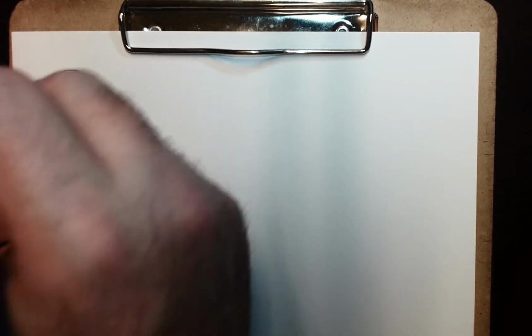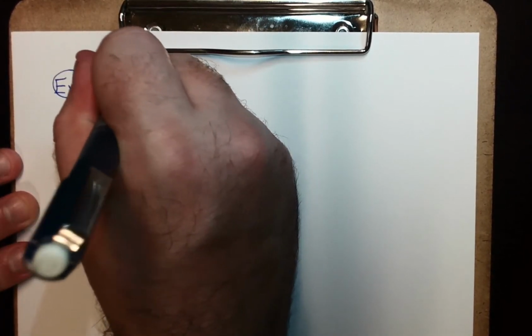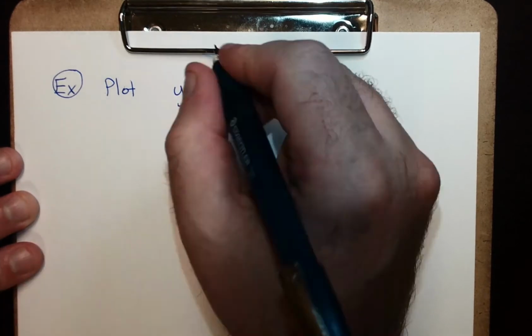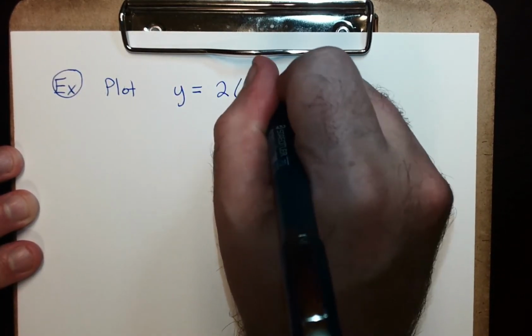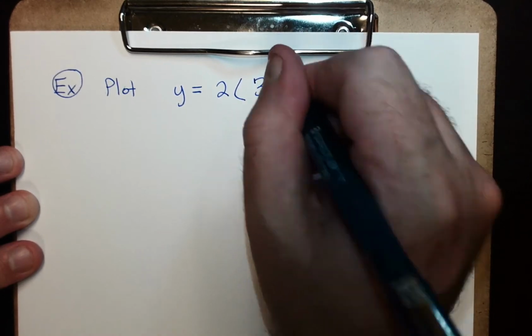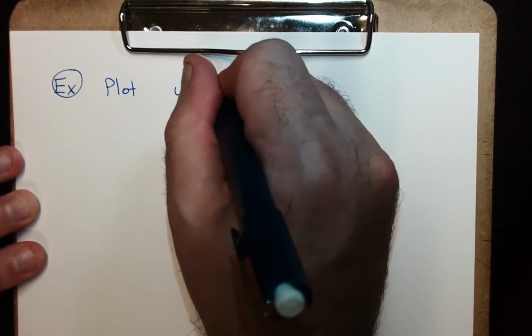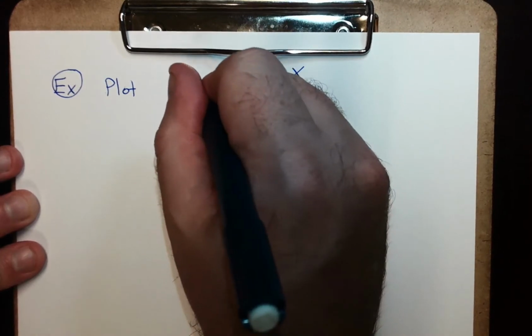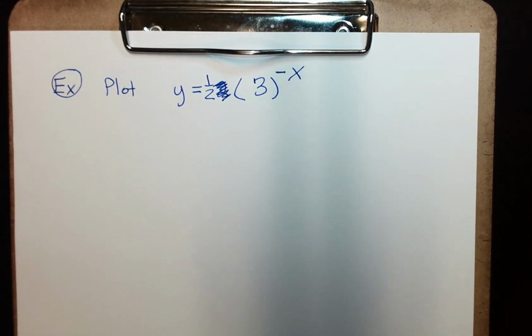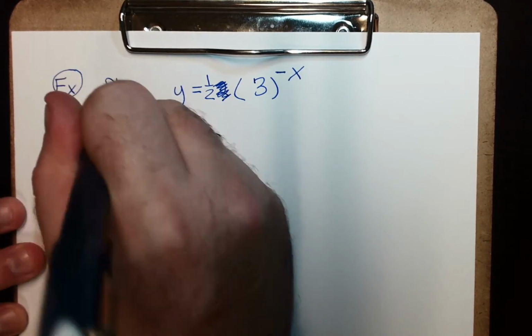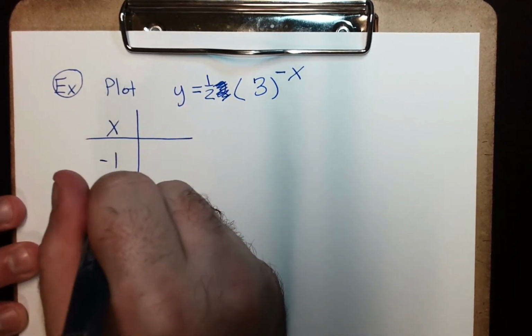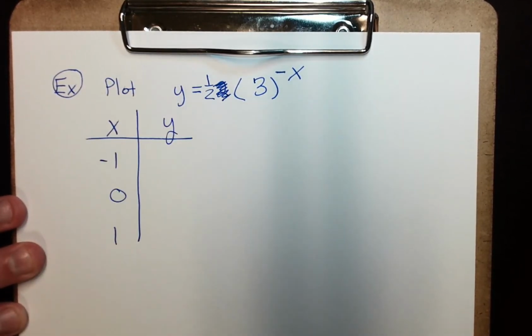Now what they can do is they can make your life a little bit harder by making you graph something like this. So let's say plot y equals 2, 3 to the -x. I don't know why I put a 2 there. I'm going to change that. I'm going to put a 1/2 there, just so it's different. All right?